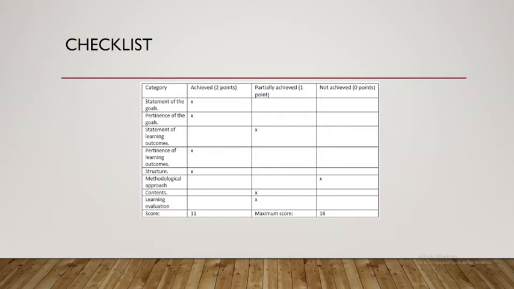2 points indicates that it was completely achieved. 1 point indicates it was partially achieved. 0 points indicate that it was not achieved. So the maximum score is 16 points, and the curriculum I evaluated got a total score of 11 points. So let's take a look at the reasons why.